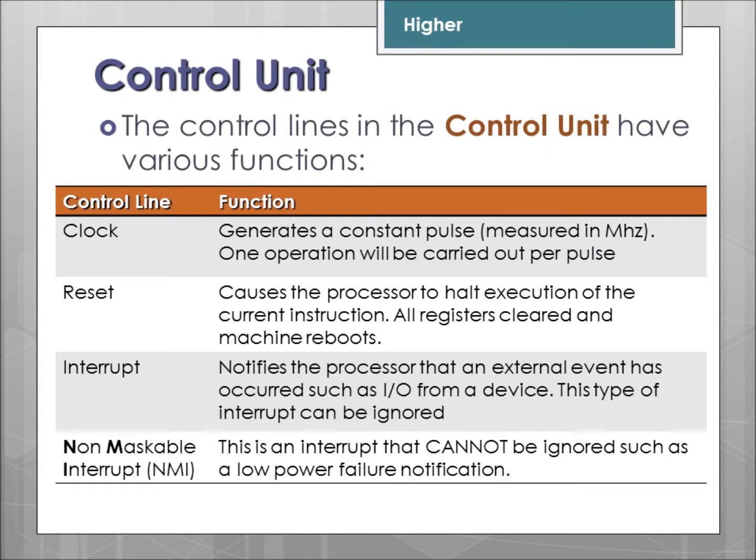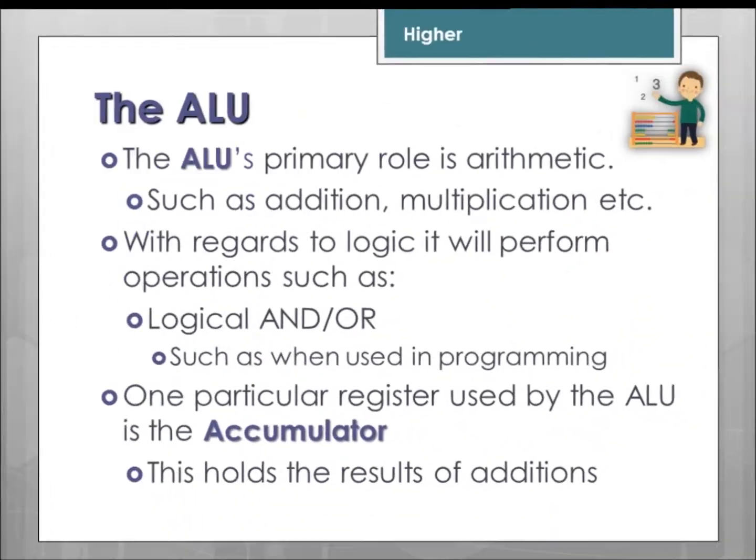However, there is another type of interrupt which is referred to as a non-maskable interrupt. Now this interrupt cannot be ignored. This interrupt has to be dealt with as soon as it can. And the easiest example of this one would be a low power notification, an overheat notification. It has to be dealt with there and then.